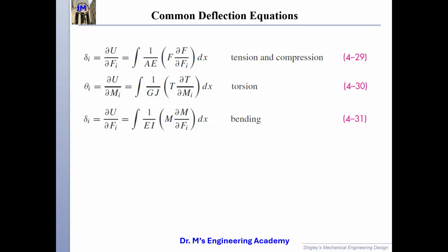For the torsion, we have this theta i, and theta i is the twisting angle. It is 1 over GJ, where T is the twisting moment, and dT over dFi, also with dx. So this is for the bending, we have bending here, axial, torsion. So we are going to use this equation for our example.